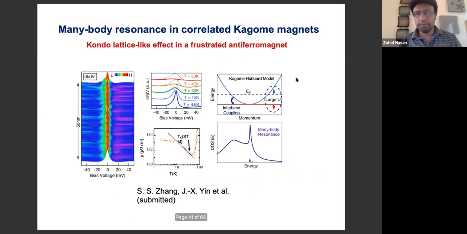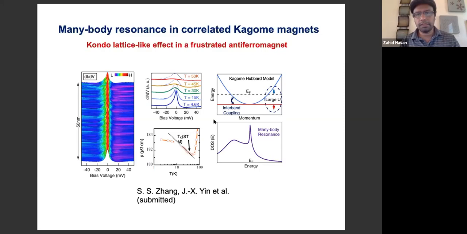But there is a little interesting news: in some of the existing Kagome magnets that we already studied, we can find some sort of many-body resonance, a Kondo lattice type thing. This is with STM, and it requires modeling the system in a Kagome-Hubbard model sense, and it has interesting temperature dependence. It has much of the signs and signature of the Fano resonance that you typically see in Kondo lattice materials, in heavy fermions and other systems. So I think this is an exciting direction.